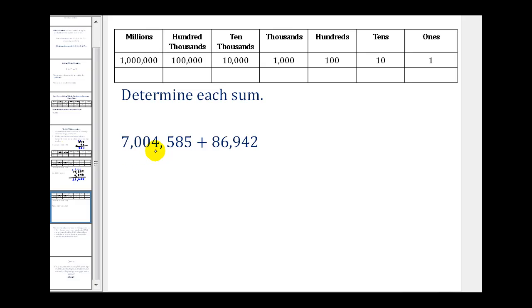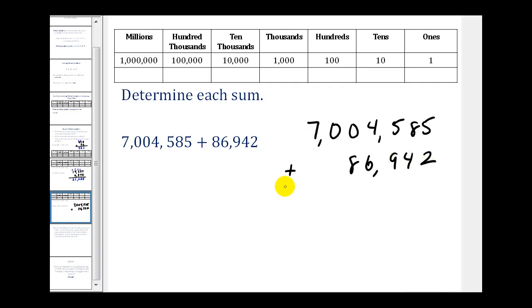Here we have 7,004,585 plus 86,942. Let's write it in vertical form. Starting in the ones, we have 5 plus 2, that would be 7. In the tens, we have 8 plus 4, that would be 12. We write down the 2 and carry the 1.